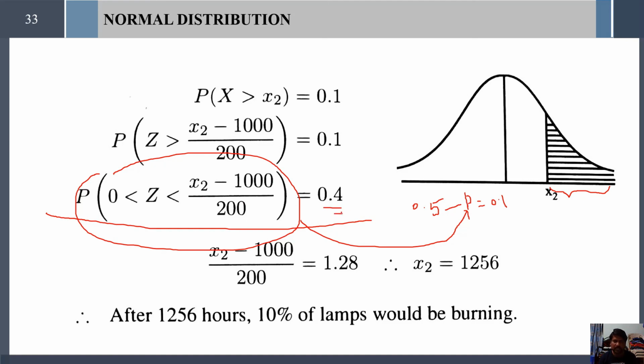So as usual, referring to the normal table in reverse order, 0.4 is the area, the same as for the previous problem. For approximately 0.4 area, we get the ordinate 1.28. Cross multiplying and adjusting the numbers, we get x2 equal to 1256. So this is the answer for the second question: after 1256 hours, 10% of lamps would be still burning.